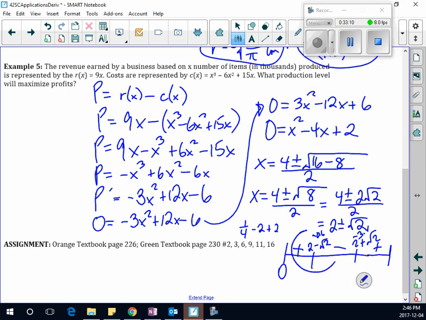Okay, so that means here is our maximum, right? So it says what production level? Production level must, so that means I need to produce 2 minus root 2. Therefore, must produce 2 minus root 2 items to max profit. So that's the one case where that would be the case there.